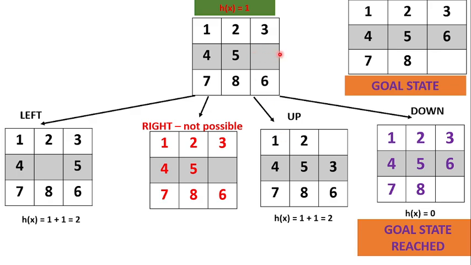Then again you move this empty in the up direction, and you move this empty in the down direction. Again you find out the heuristic error. If you see in the left action, compared to the goal state, my heuristic error is 2. In the up action, again the heuristic error is 2, whereas in the down action my heuristic error is 0, so therefore my goal state is reached. So this is how we can solve the 8 puzzle problem by using the heuristic search algorithm. Thank you.